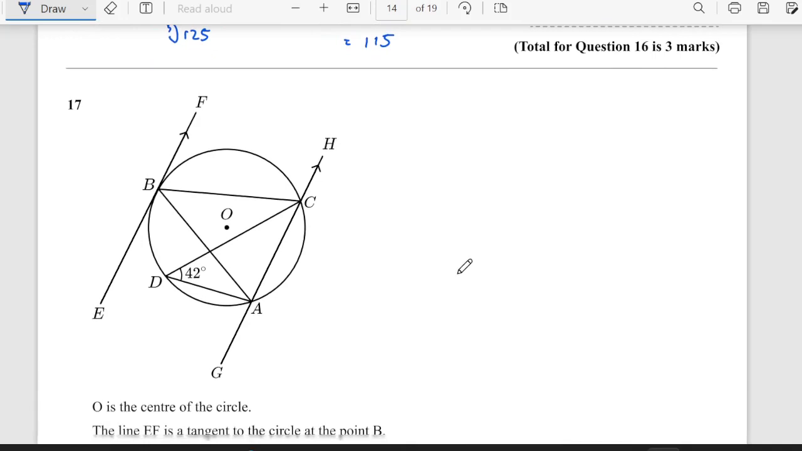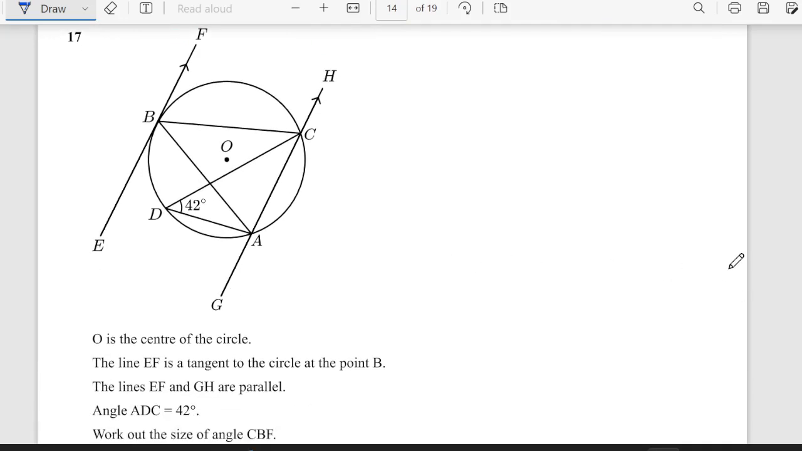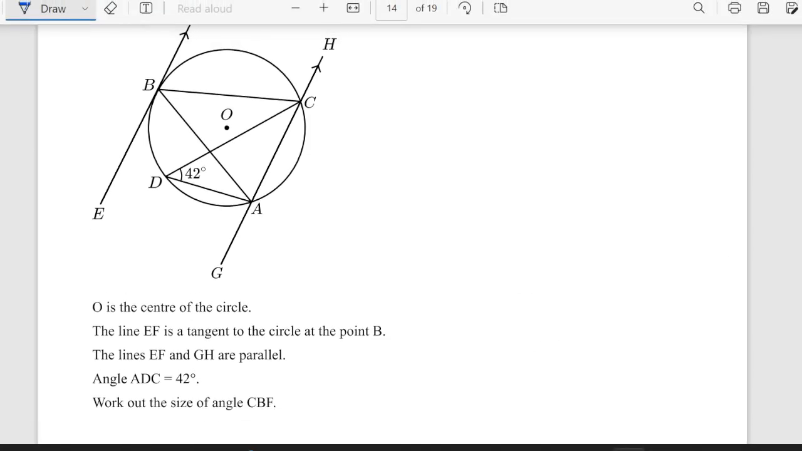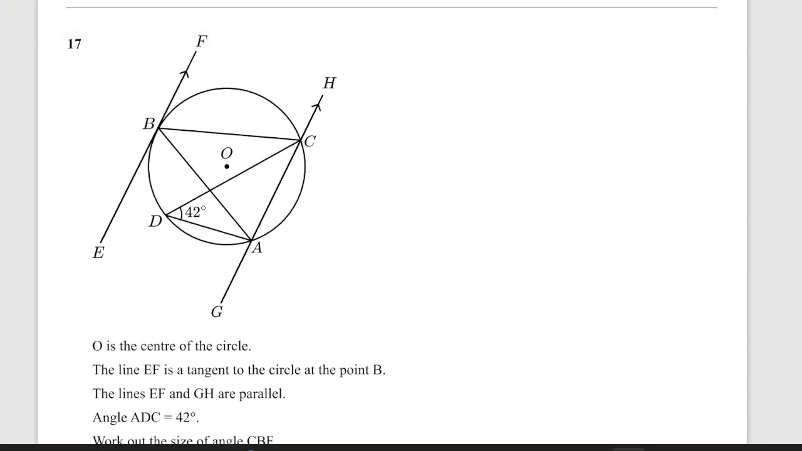Okay, question 17. O is the centre of the circle. The line EF is the tangent to the circle at the point B. The line EF and GH are parallel. The angle ADC is 42. Work out the size of angle CBF. So C to B to F. I'm trying to work out this angle here, CBF.